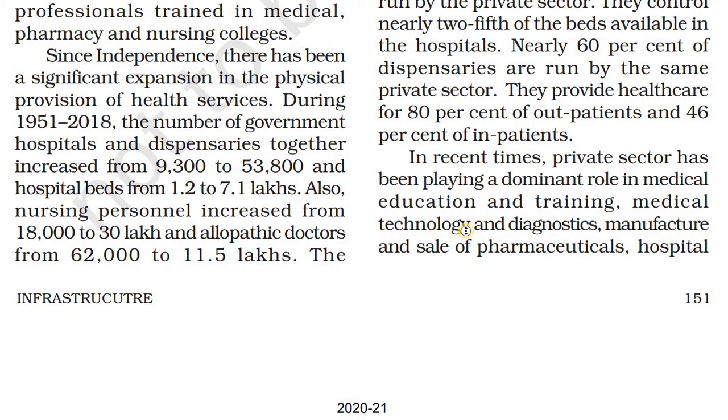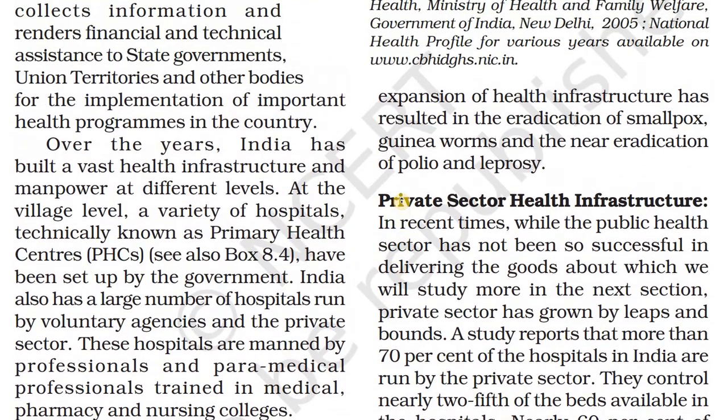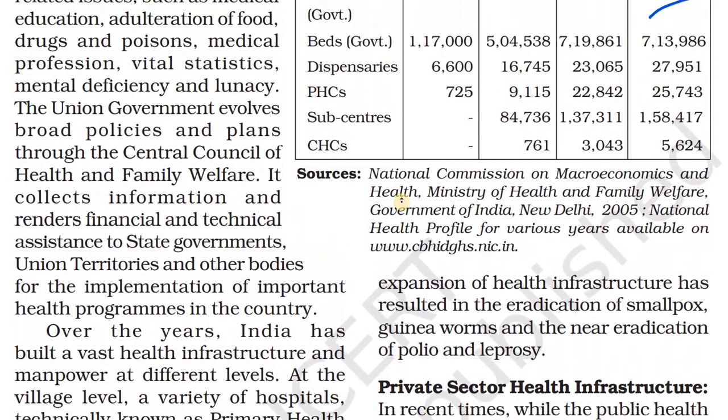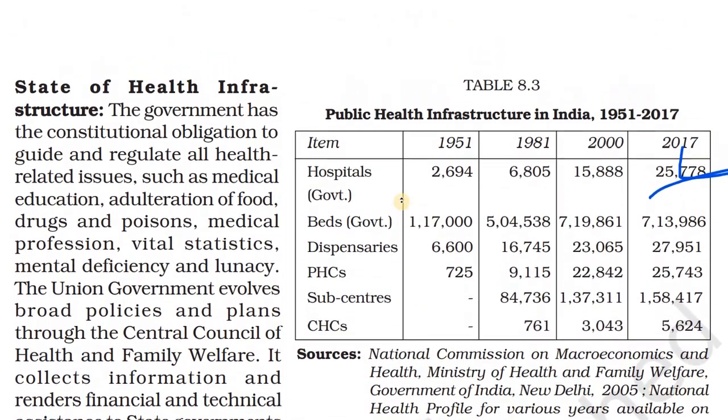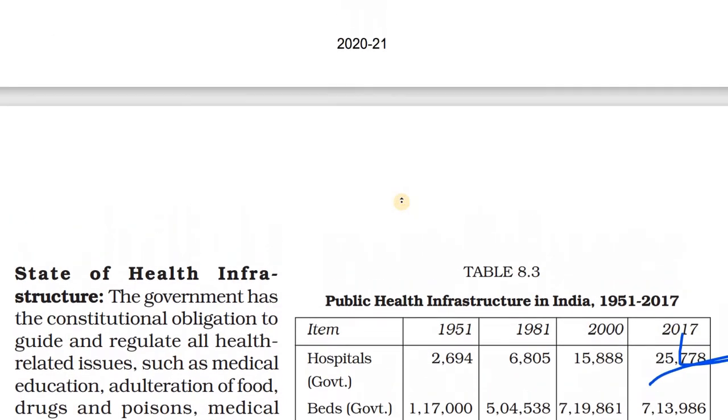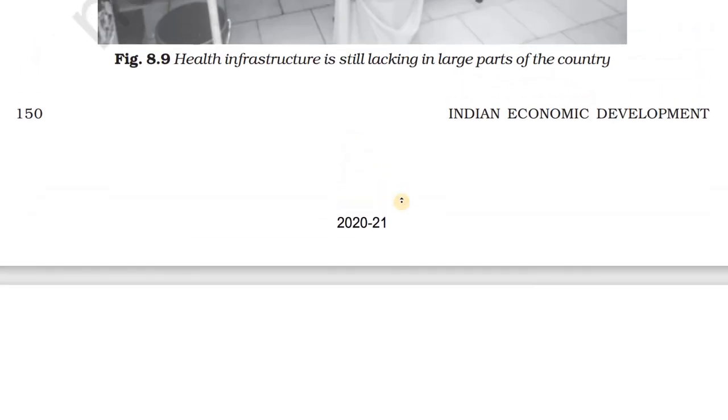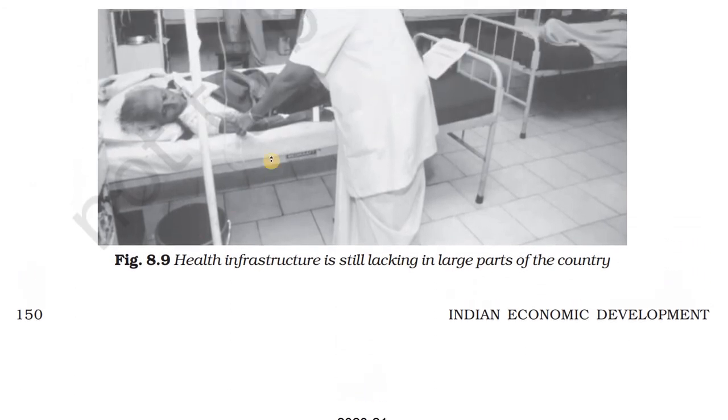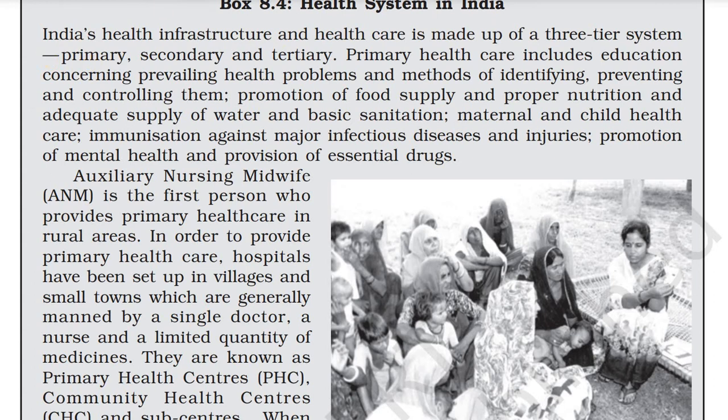As a consequence of liberalization, privatization and globalization, industrialists, pharmaceutical companies and NRIs have set up super specialty and multi-specialty hospitals in our country. They provide services. In India's health system, there is a three-tier system: primary, secondary and tertiary.